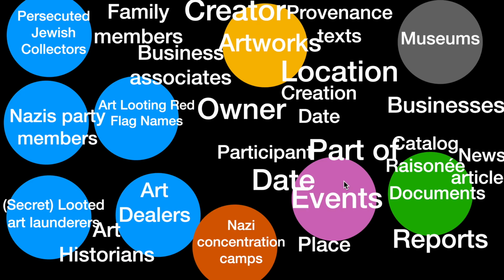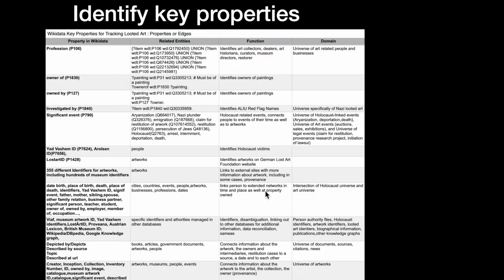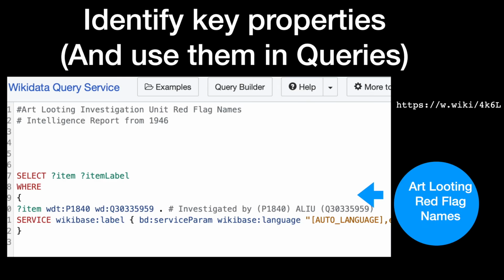Well, what we're looking for are patterns and hidden connections. So in this mess of data, what we need are some kind of organizing principles to help us to find them. And our approach is to identify key properties that already exist in Wikidata. We didn't have any properties created. We just used what exists, and see how we can use them. So for example, there's a property investigated by, and we use that to see who our red flag names are. They're people who are investigated by the Art Looting Investigation Unit. And so on with all of the other properties. So a simple query can find anyone who is an art looting red flag name.